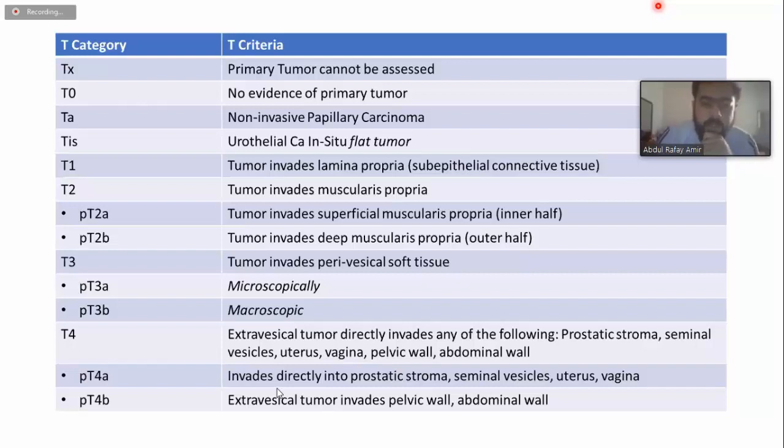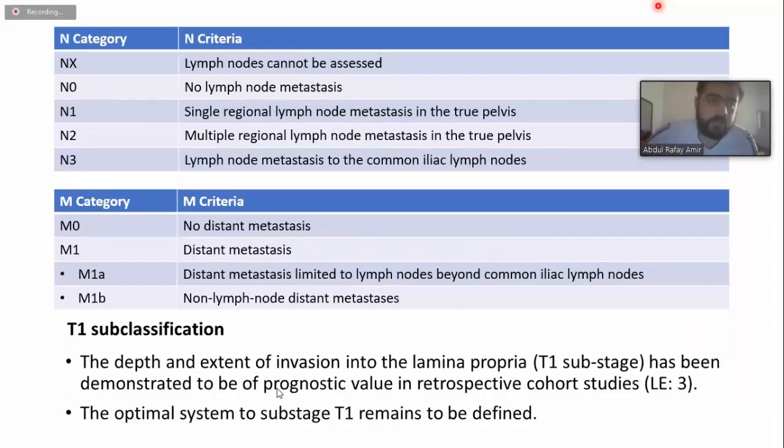T2, tumor invades the muscularis propria. In the A category we have a superficial invasion, and in the B category we have deep invasion. In T3 there's invasion in perivesical soft tissue. A is microscopic and B is macroscopic. T4 is an extravesical tumor that directly invades the following: prostatic stroma, seminal vesicle, uterus, vagina, pelvic wall, and abdominal wall, and it is further divided into A and B categories. So this is the nodal and metastatic categories.